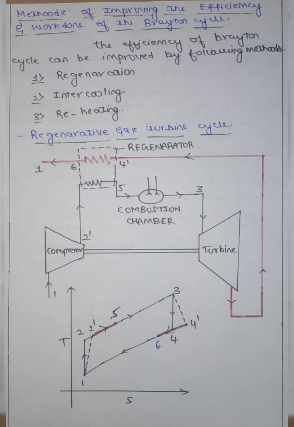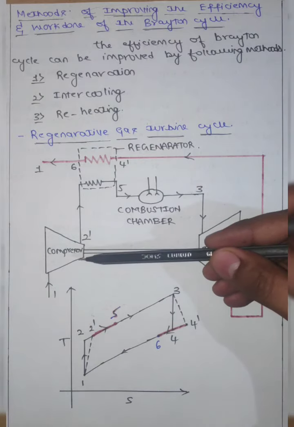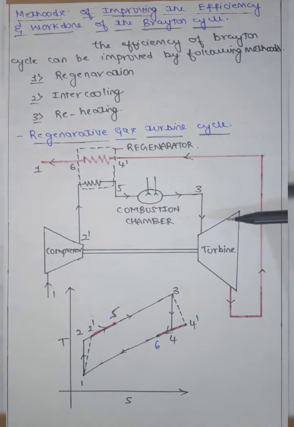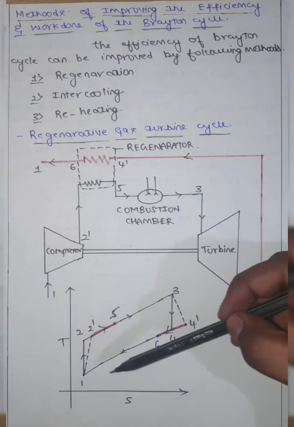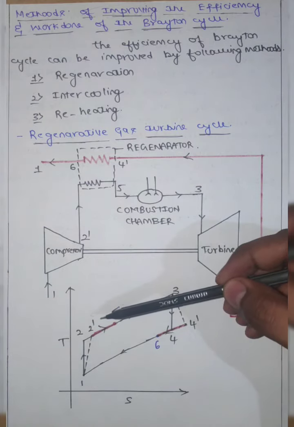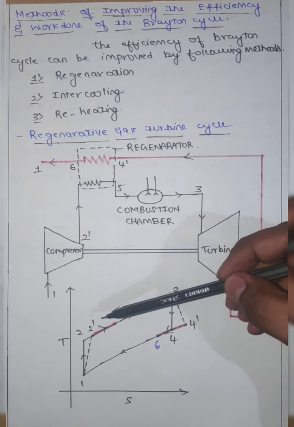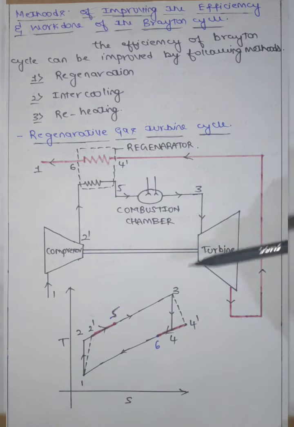Firstly, the regenerative gas turbine cycle. How regeneration helps us in increasing the efficiency of the gas turbine, we shall first understand by this schematic diagram as well as the TS diagram given below. So as in the case of a normal gas turbine, there is a compressor, there is a combustion chamber, and there is a turbine. Compressor from 1 to 2 dash where the compression process takes place. Again from 2 dash to 3 the heat addition process takes place, and 3 to 4 dash where the expansion process takes place. This is a general gas turbine cycle, is it?